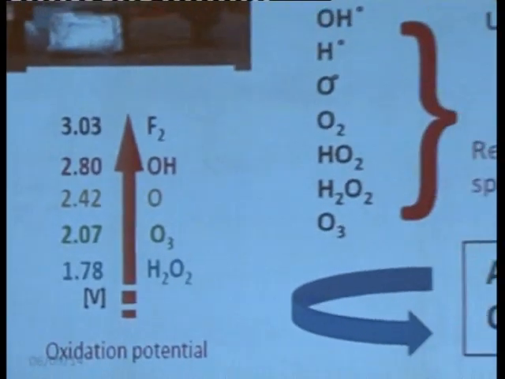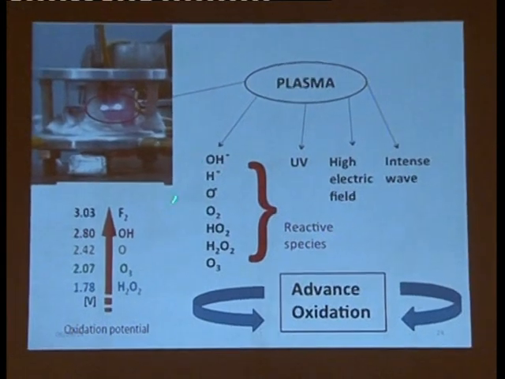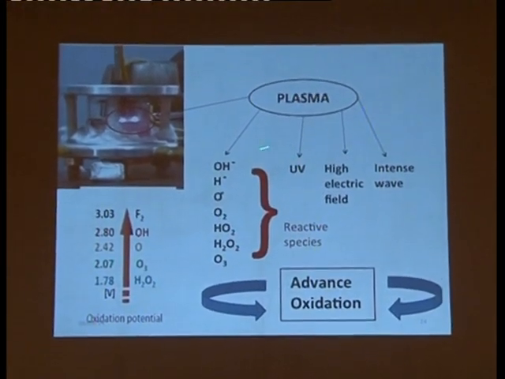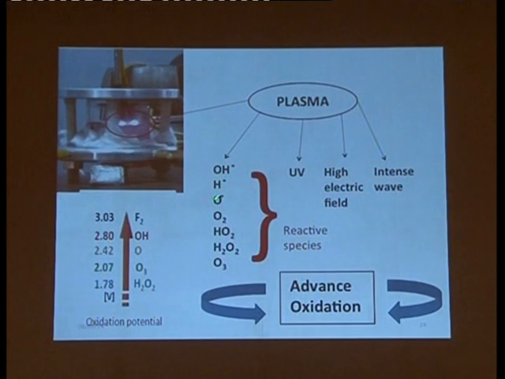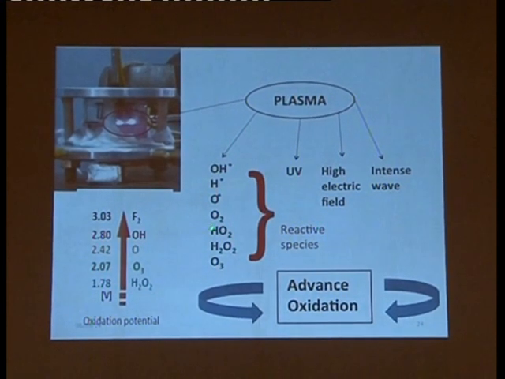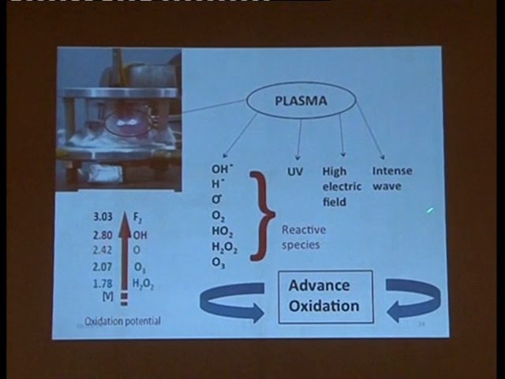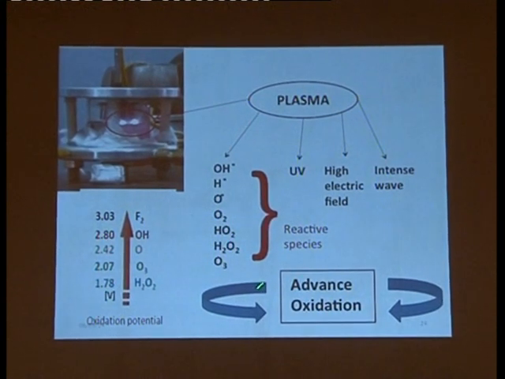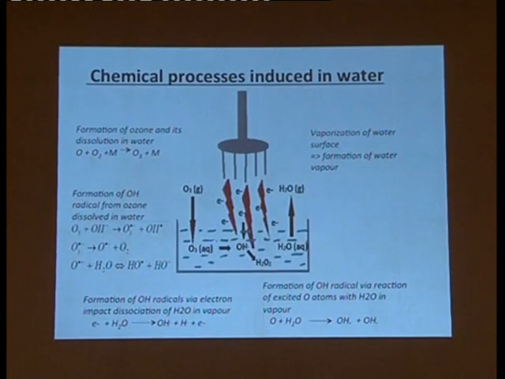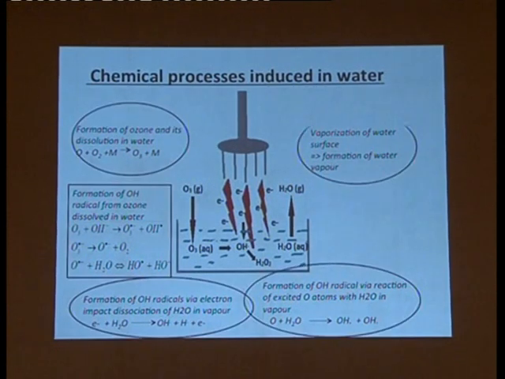So you can see this one, high voltage is there, so a corona plasma is generated here. As a result, you will be getting highly oxidative species like hydroxyl radical, nascent oxygen, HO2, H2O2, ozone, etc. And along with that, you will have UV radiation, high electric field and intense shock waves. And this comes under advanced oxidation, and you can see the oxidation potential of all these species. So it's a chemical process induced in water.